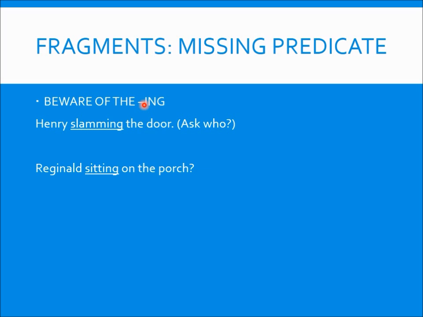So look at this example. Henry slamming the door. Well, who's this sentence about? It's about Henry, and what did he do? Somebody would simply say he's slamming the door. But slamming the door is not a complete predicate. Reginald sitting on the porch. Well, I know this sentence is about Reginald, and some would say, well, there's a predicate, he's sitting on the porch. But these do not express complete thoughts because -ing can never stand alone.